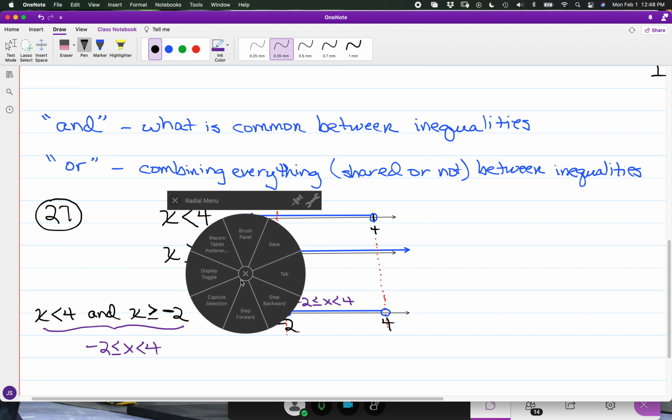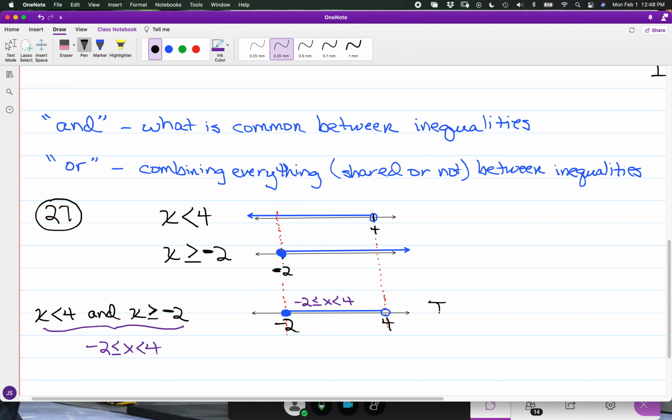And just for the interval that results from taking x is less than 4 and x is greater than or equal to negative 2, we have the lower limit, including negative 2, and we have approaching but not quite including the value of 4. So you're essentially going from negative 2 to like 3.9999, but never quite getting to 4.